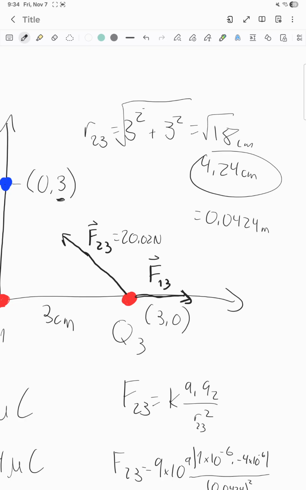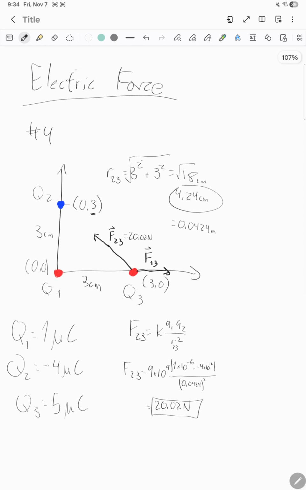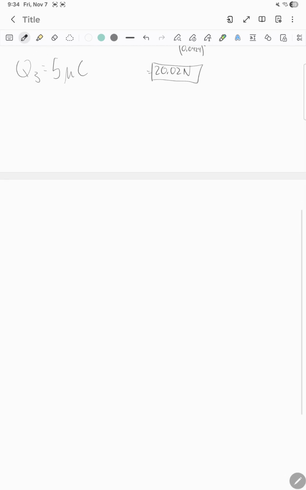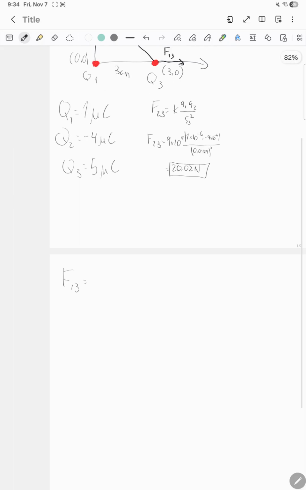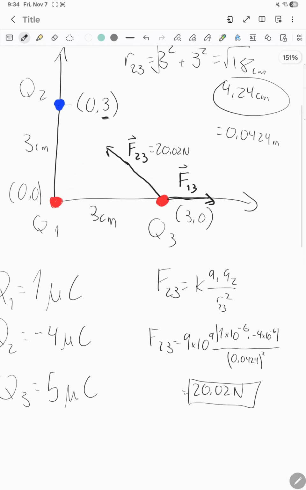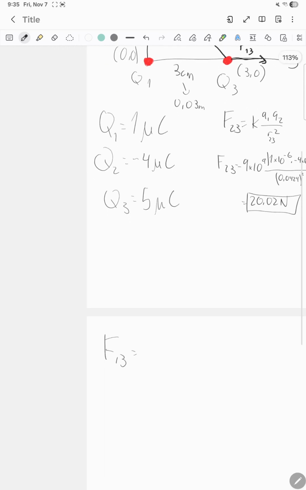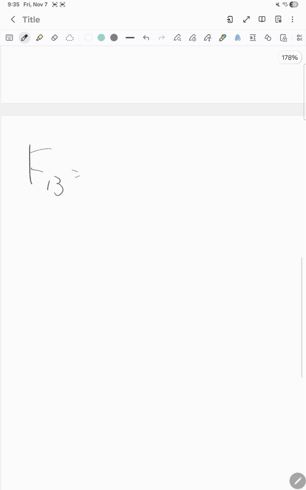So F13, let's do it here. F13 is the same thing as we did for the last one. It's just that for F13, we already know the distance. We don't have to do Pythagoras theorem because we know it's 3 centimeters or 0.03 meters. So we'll just write the equation: k Q1 Q3 over r squared.